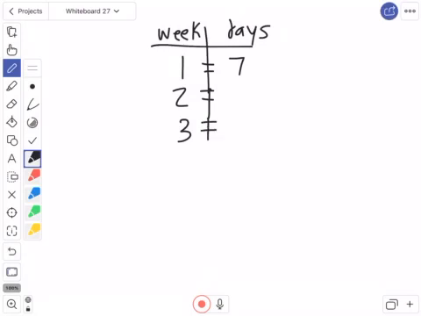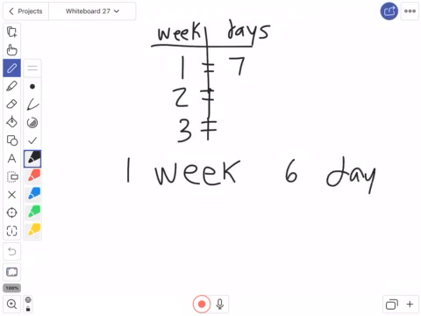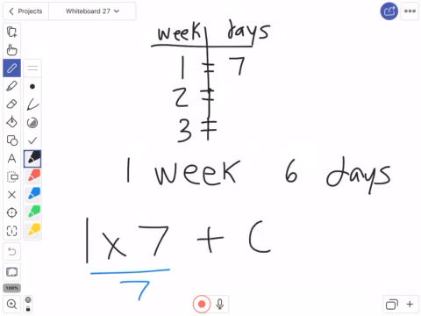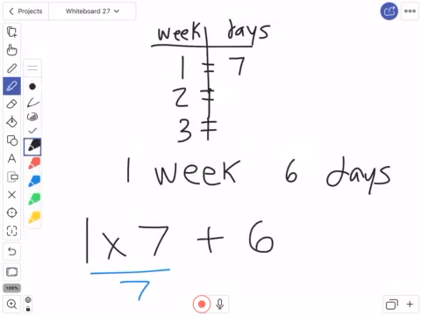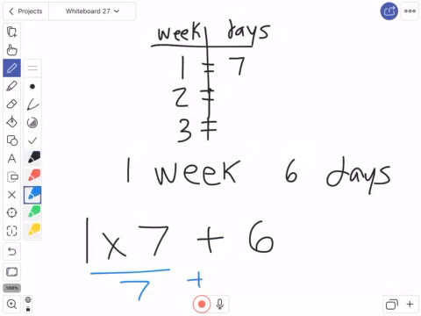Now, for example, if I had a problem that said I was doing a science experiment for 1 week and 6 days, well, I could think, in 1 week, I have 7 days. So I'm going to do 1 week times 7 days in each week. And that's going to get me 7. 1 times 7 is 7. And then I also have 6 more days, so I'm going to have to add on another 6 days. So then I can just do 7 plus 6 equals 13. But you can use that to help you for that first question.